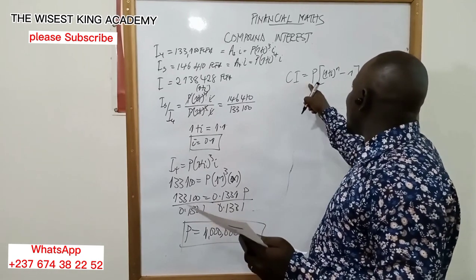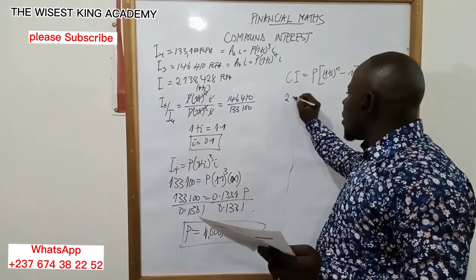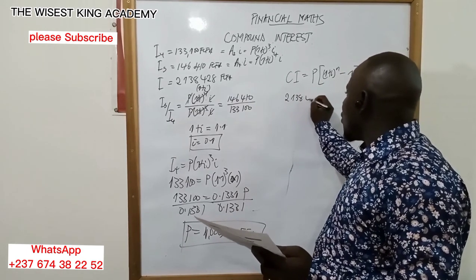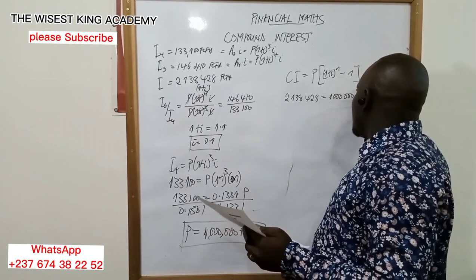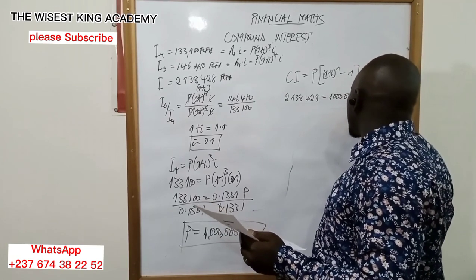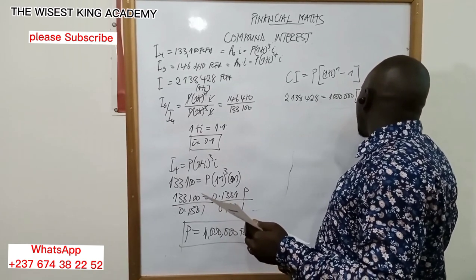Do I know this one? No. So that's going to be 2,138,428 equals 1 million, big bracket open, 1.1 raised to the power n minus 1.